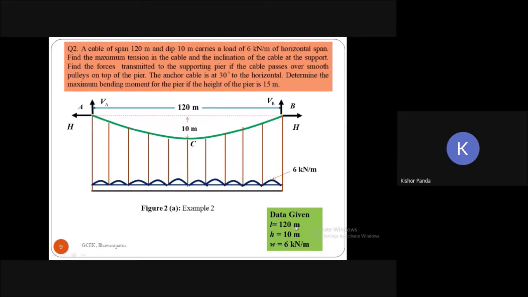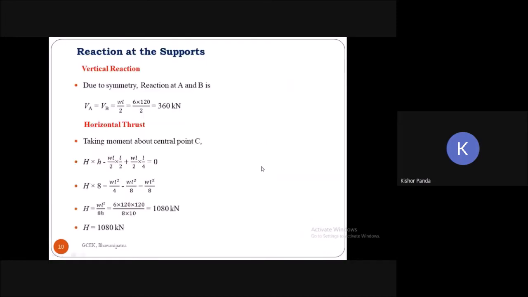This is the data given. Length is given as 120 meters, the distance from support A to support B. This is 120 meter. The dip of the cable is given as 10 meter, and the uniform distributed load is given as 6 kilonewton per meter. Here also, first you find out the reactions at the supports.